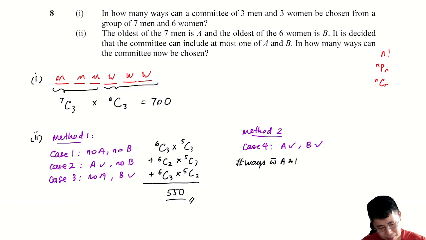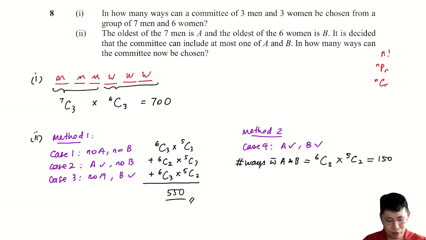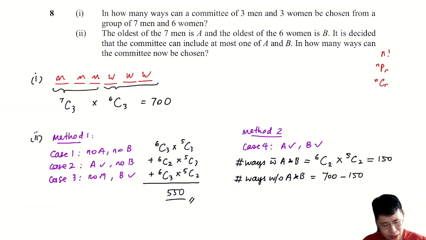with A and B. Now A is already inside, so we have 6 remaining people and 2 remaining seats, so 6 choose 2, multiplied by B already inside, so we have 5 women left and we are choosing 2 seats also. This gives us 150. So the number of ways without both A and B is the total number of ways, which is 700, minus 150, so it should give you 550 as well.